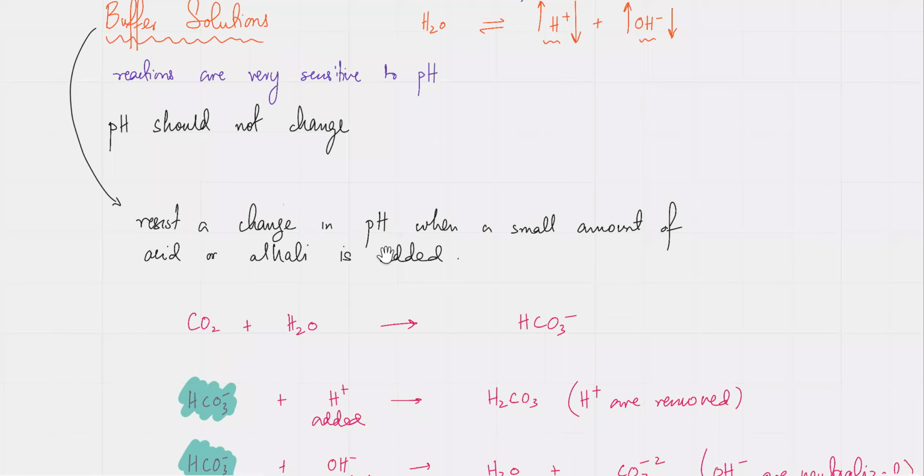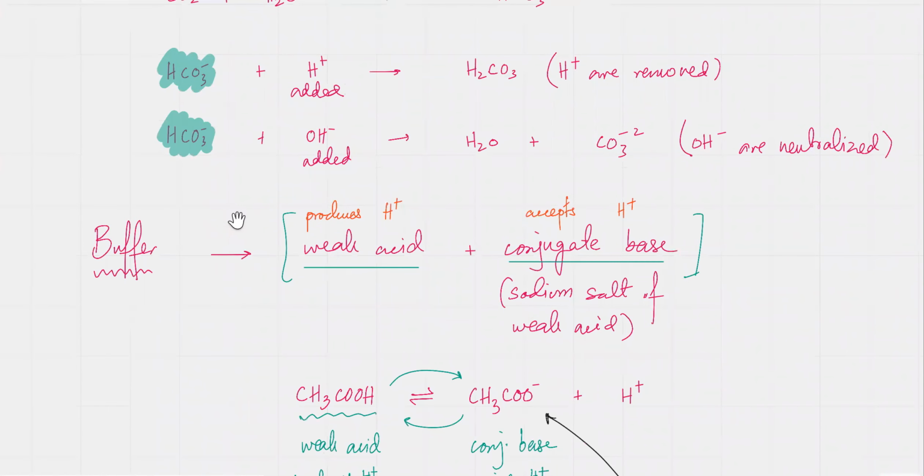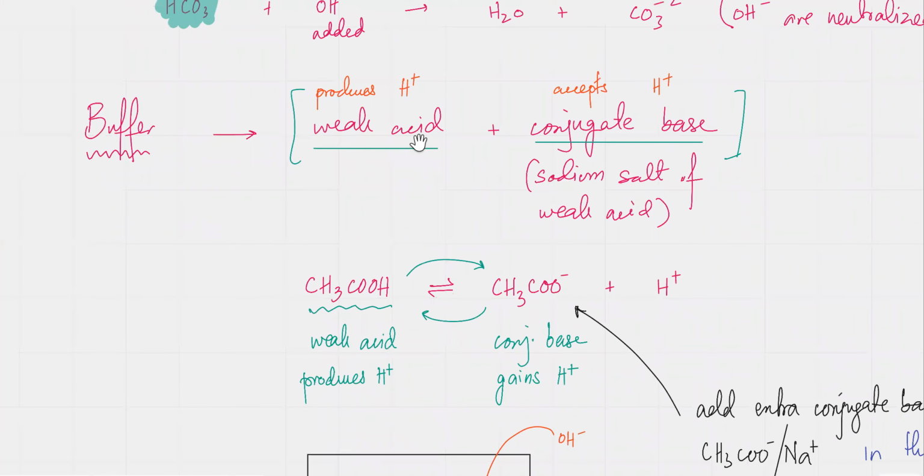So your digestive reactions in your stomach, your stomach pH, it should not change. Your reactions are going to be affected in your stomach. So they should not change at all cost. Even if you consume anything acidic or alkaline, the pH should not change. So you've got buffer solutions. What's a buffer solution? It's a mixture of a weak acid plus its conjugate base.